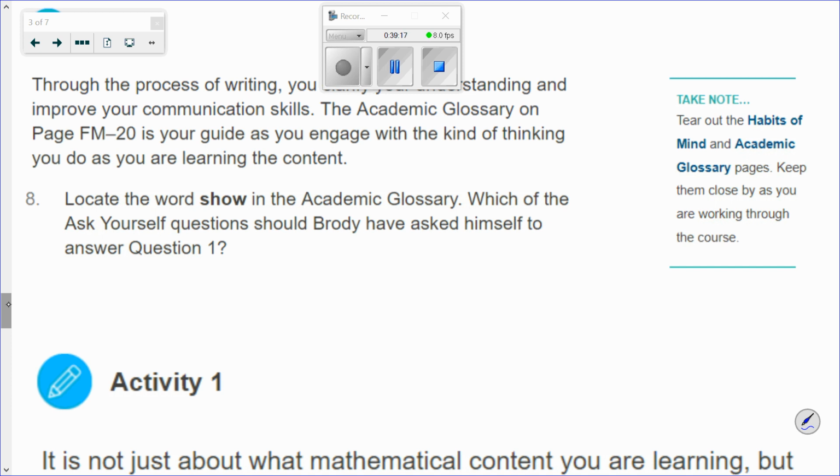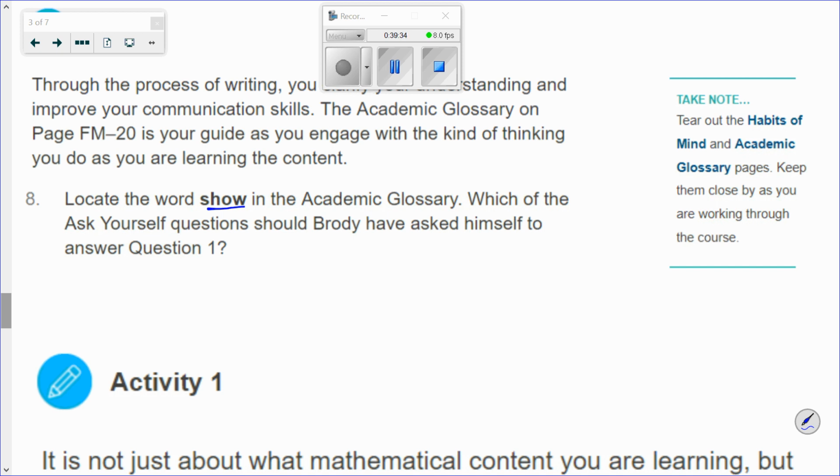So there are certain words, such as the word show. Who can find the word show on page FM 20? Found it. Linda, where do you see it? I see it in represent. In represent. So show is a mathematical term.